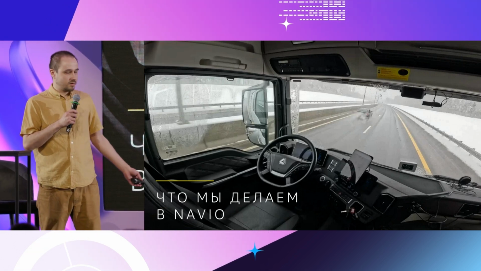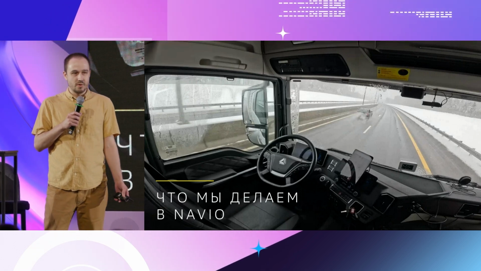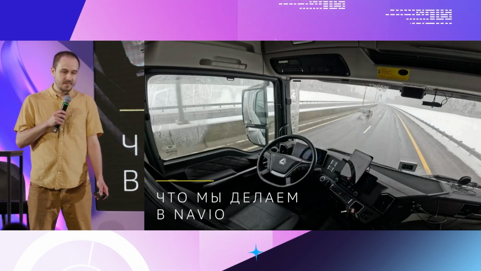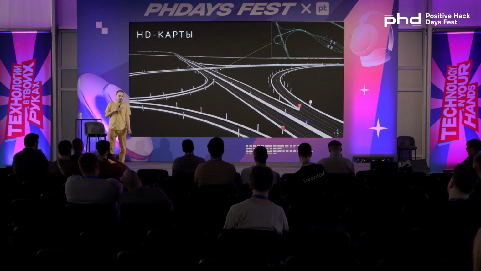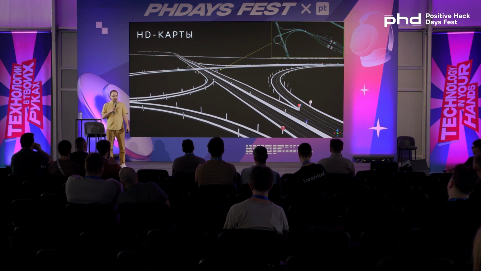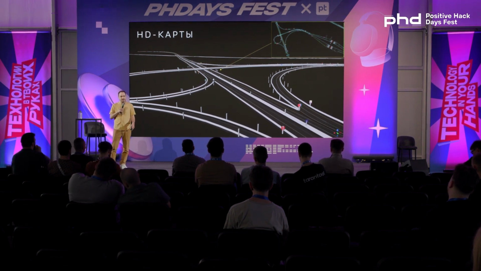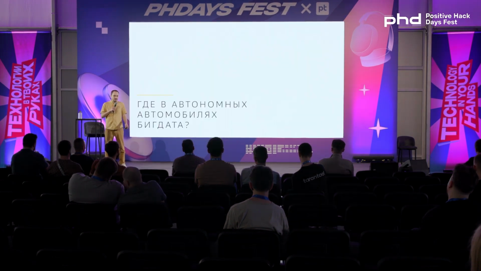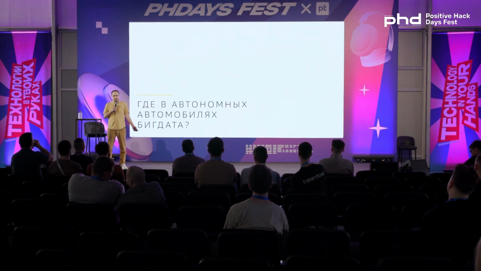We create autonomous vehicles, autonomous trucks, and we use them to carry cargoes on Russian roads. And I am responsible for the HD map. How is it different from the one that everyone has in their navigator? It is more detailed, everything to be able to move autonomously, and it is extremely precise. So it is no more than 10 centimeters.